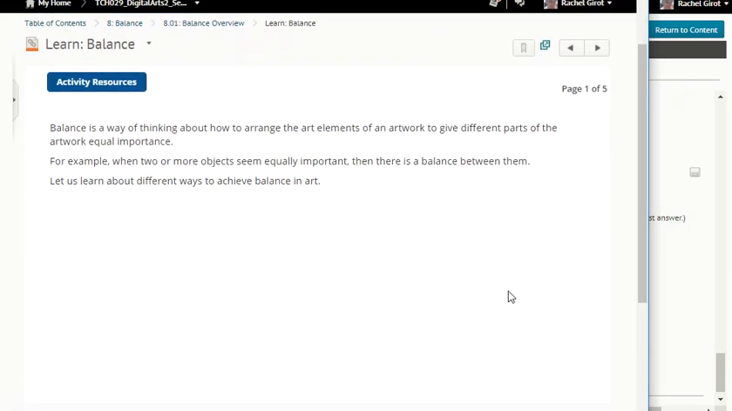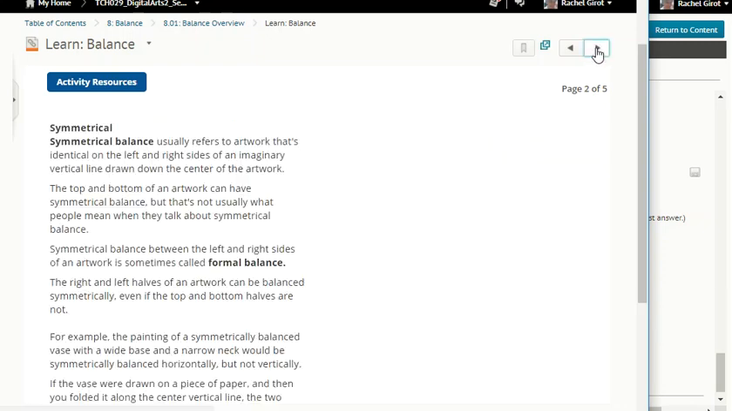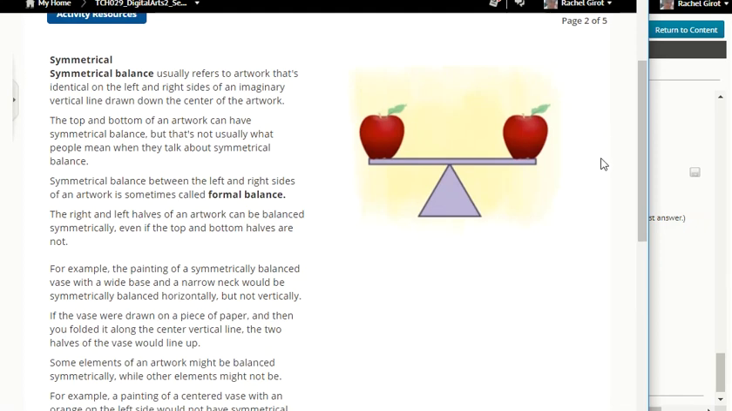Balance. Balance is a way of thinking about how to arrange the art elements in an artwork to give different parts of the artwork equal importance. For example, when 2 or more objects seem equally important, then there is a balance between them. Let us learn about different ways to achieve balance in art. Symmetrical balance refers to artwork that's identical on the left and right sides of an imaginary vertical line drawn down the center of an artwork.